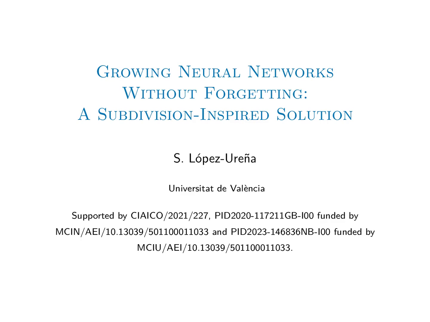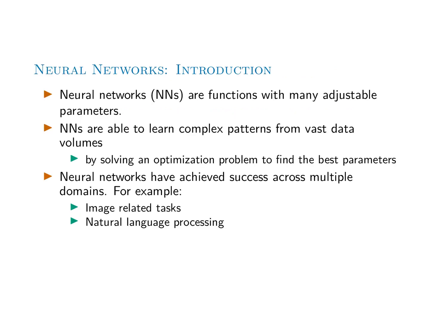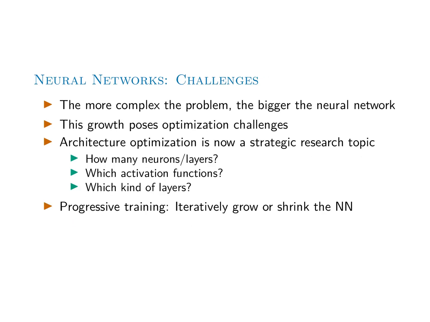Let's dive in. Neural networks are mathematical functions with lots of adjustable parameters. By solving an optimization problem, they can learn very complex patterns from large volumes of data. You may have heard how successful they are in tasks like image recognition or natural language processing.